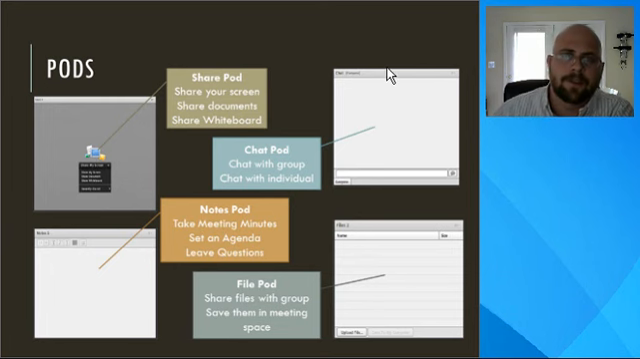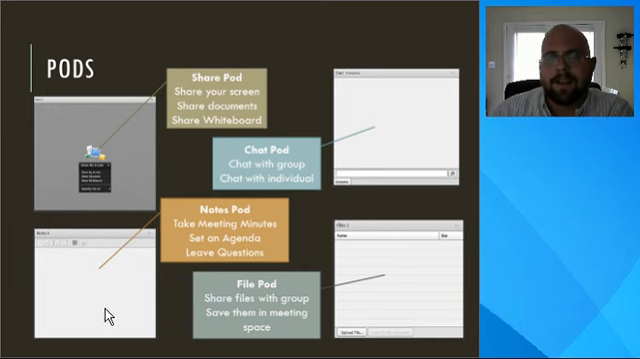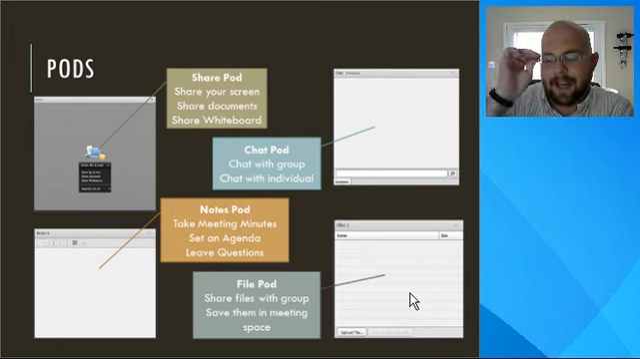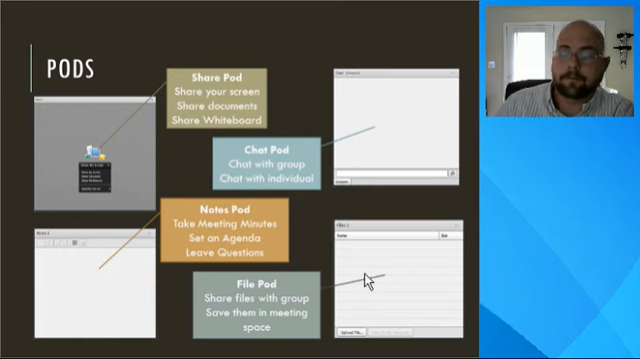So the chat pod will scroll like any instant messaging service. It'll scroll up as people add to it. But the notes pod will allow you to focus in on what you want to deal with instead of talking about it. And then the file pod, where you share files with the group, save them in the meeting space. Okay, so you save them here. You would also want to save them elsewhere just in case, but this is a good way to share things online without having to use Google Drive or something like that.